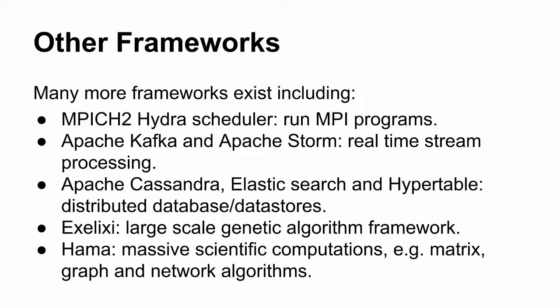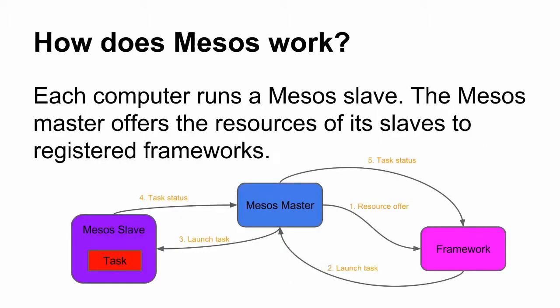So there are many other frameworks. These include frameworks for running MPI programs, for real-time stream processing, for example, if you wanted to process Twitter data, different database and data store frameworks, genetic algorithm frameworks, and massive scientific computations, so doing matrix and graph operations.